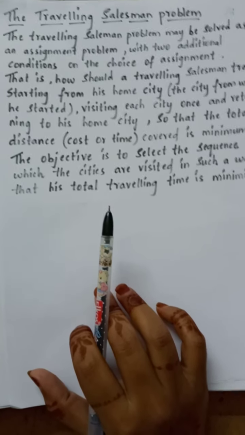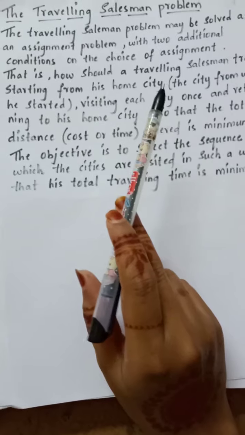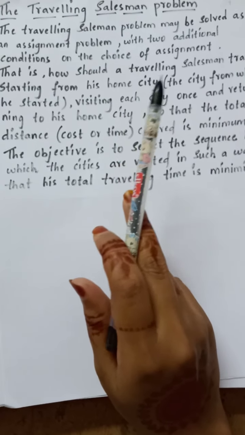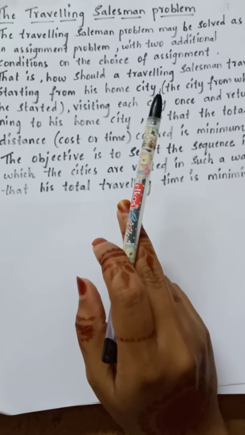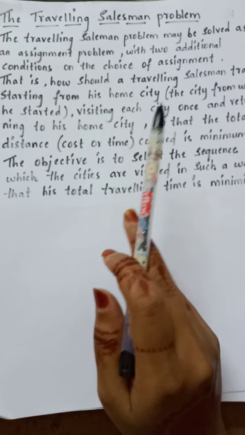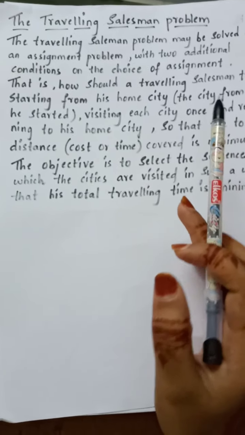Hello everyone. In today's class we shall discuss the traveling salesman problem. As you all know, students, salesmen are those persons whose job is selling and promoting the product either in their shops or by visiting different locations. Those persons are said to be salesmen.